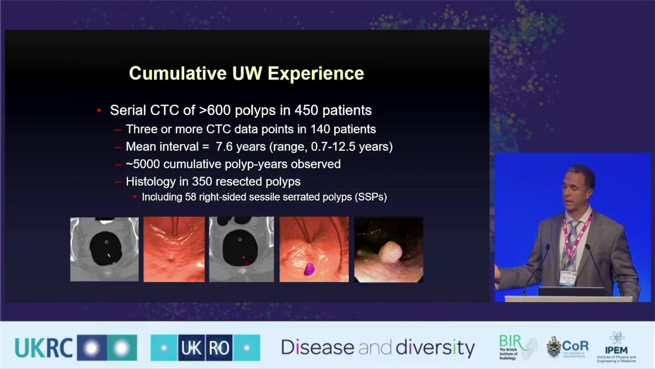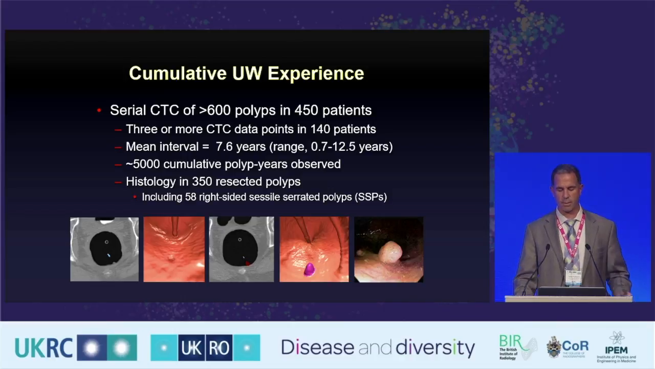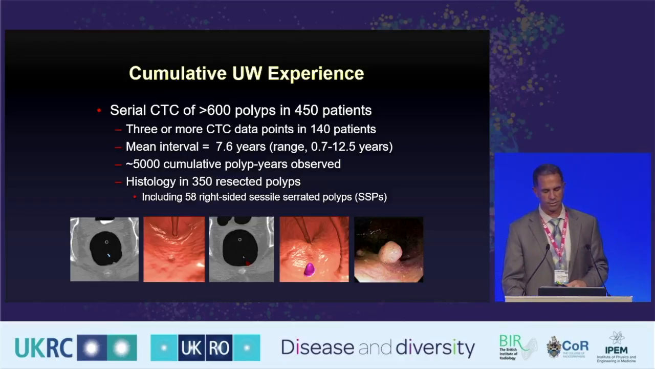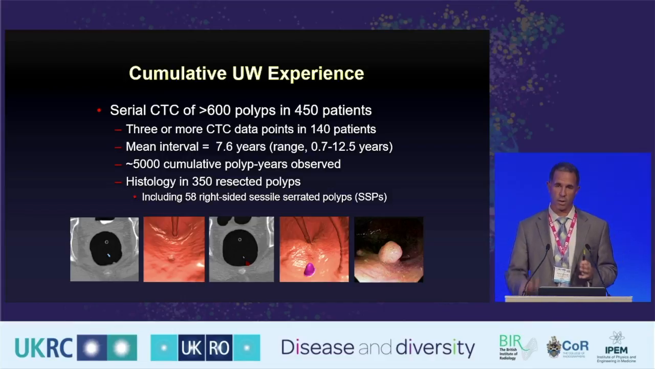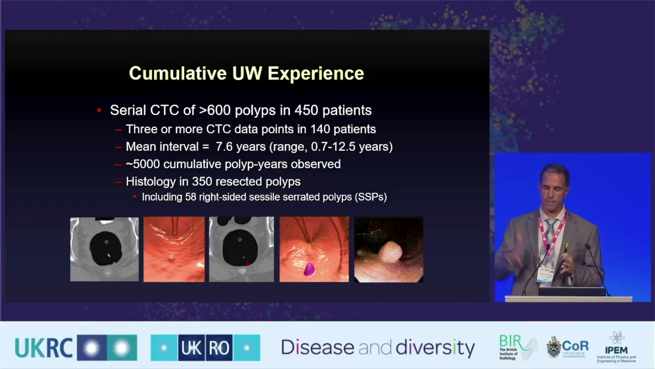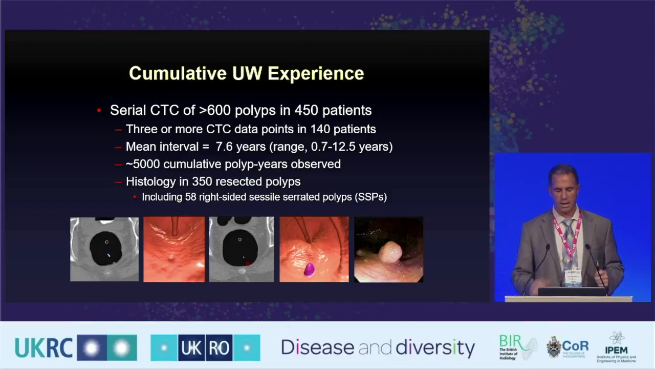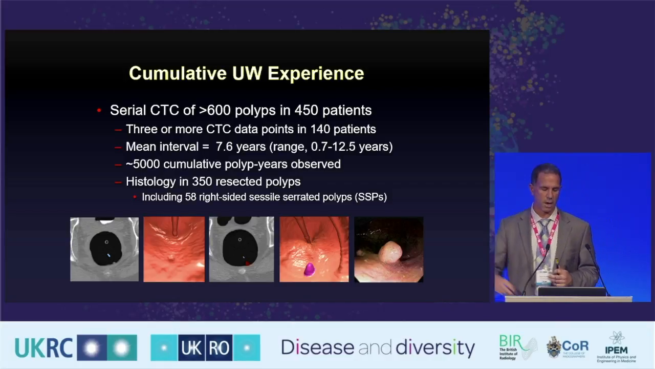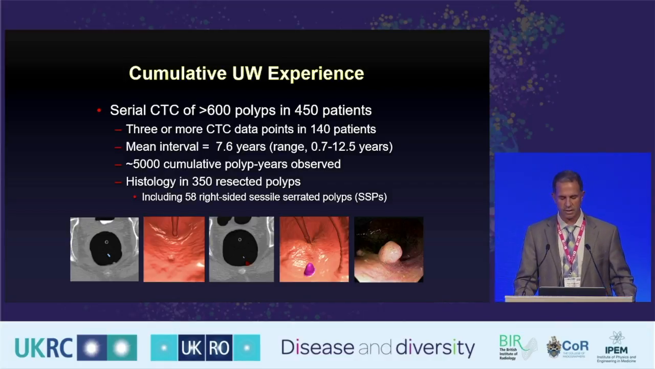This is what we're doing. We now have cumulative data on over 600 polyps in 450 patients. Many of these have actually had more than 2 CT time points. So in 140 patients, we have multiple time points because we've had stable polyps that haven't gone on. And also you can see our average follow-up interval is now over 7.5 years. So this is much more robust data. We have over 350 histologically proven lesions.